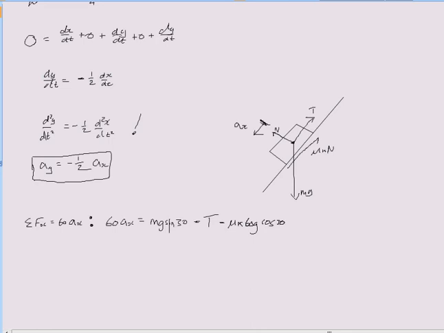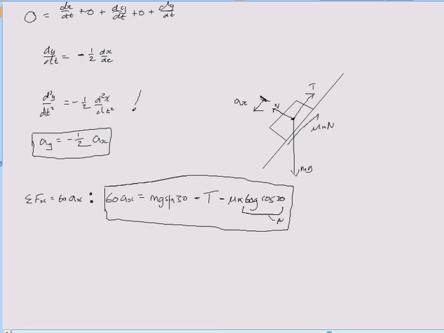I won't bother writing out Fy is equal to 0. We've done it enough times to know that N is just this bit just here. That's N. So now this is going to be one equation right here. Let's grab another equation, and then we'll use simultaneous equations to solve this entire beast.